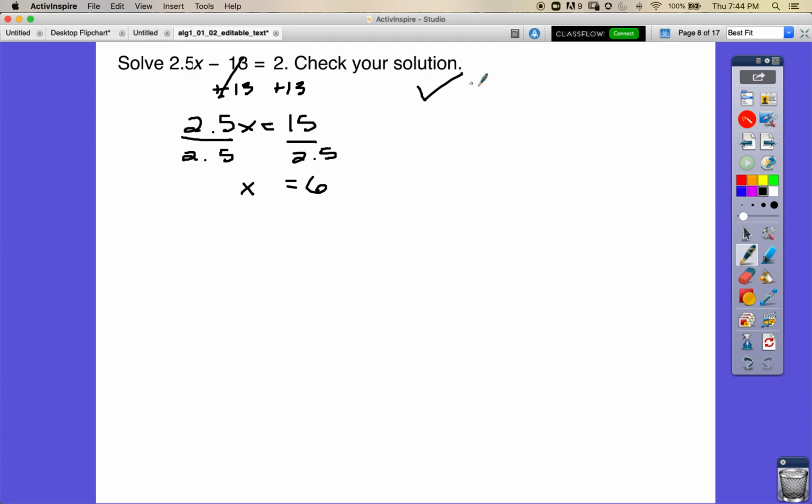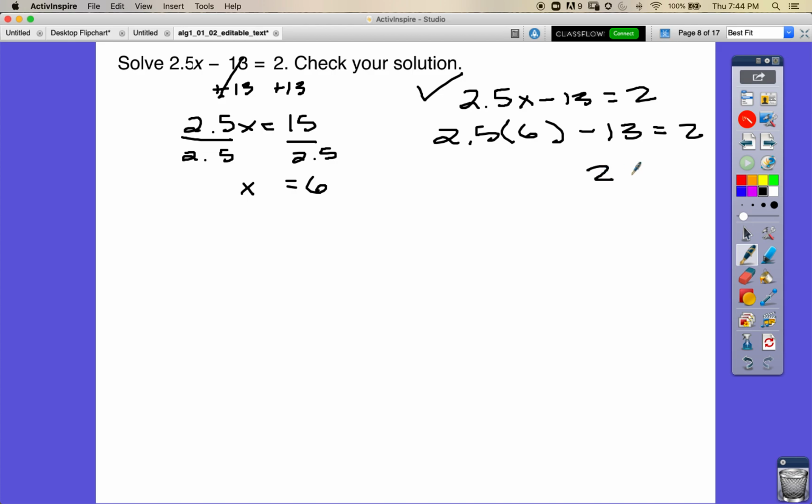Now let's always check your work. When you check your work, you write down your original equation. Now we're going to substitute. So instead of the x, we're going to put 6: 2.5 times 6 minus 13 equals 2. And 2.5 times 6 minus 13 is going to come out to be 2, which equals 2. So you know that it works. Let's go to the next problem.